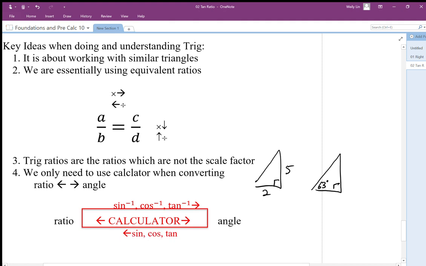So we're going to look at the sine and cos functions, which are other ratios. It's just comparing other sides of the right triangle. And we've looked at tan so far.